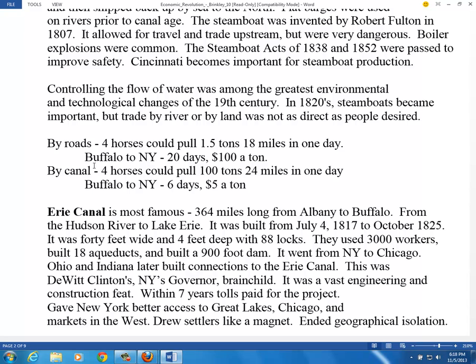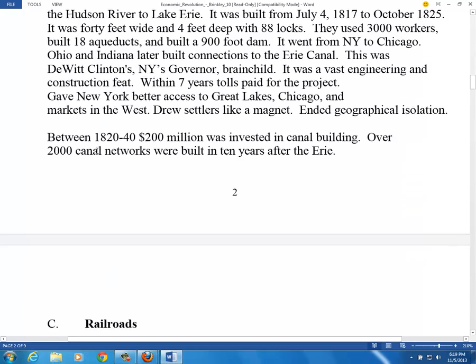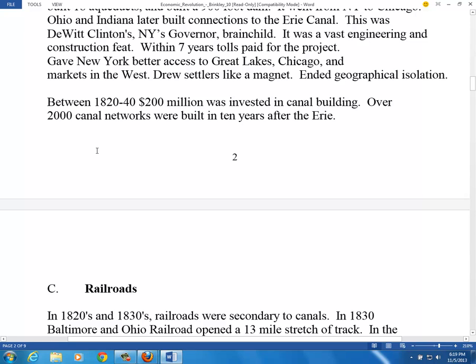So it led to other places being willing to do more of this because of what happened here. And many of them would split off from the Erie. So the Erie had their particular canal, and then there were all these offshoots of it that took you into other smaller areas. Most people at first thought it was just going to be a complete joke. This guy, the governor, was made fun of, and he was the one laughing all the way to the bank later, I'm sure. Between 1820 and 1840, we spent over $200 million investing in canal building. Now remember, we talked before about internal improvements and who should pay for them.